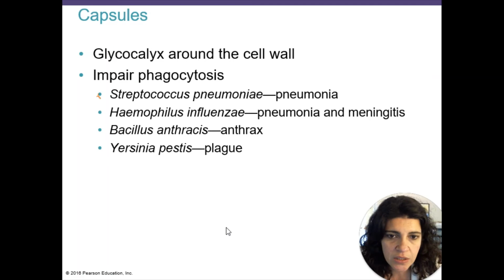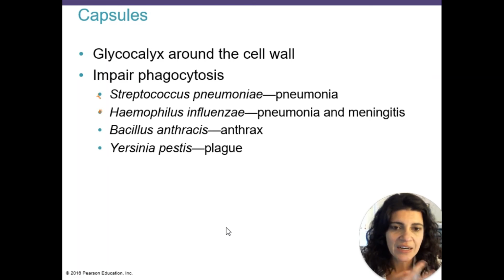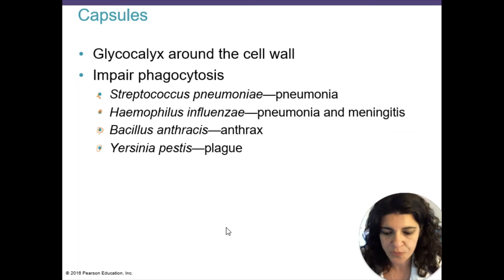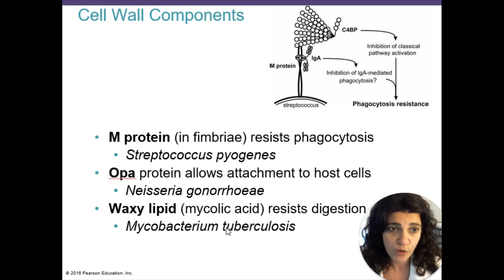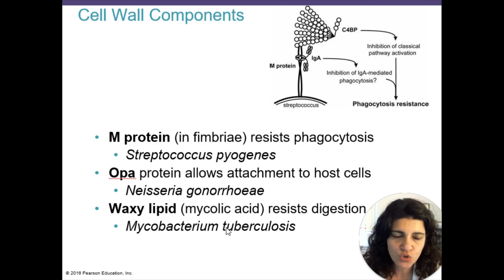Haemophilus influenzae, Streptococcus pneumoniae, and Neisseria are three microbes that have capsules and cause meningitis. We're going to talk about them later. Bacillus anthracis causes anthrax and has a capsule. Yersinia pestis causes plague and also has a capsule that makes them evade the phagocytic process by macrophages and neutrophils, for example, which are the main cells that perform phagocytosis.